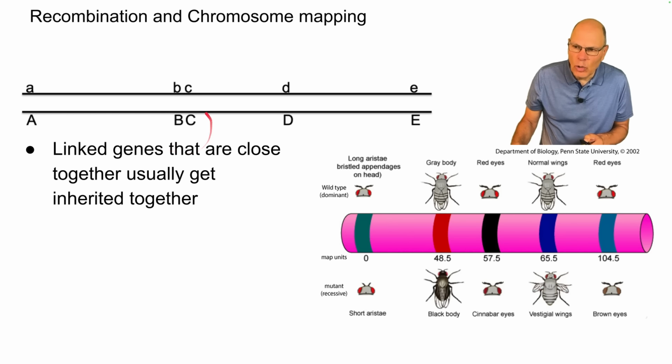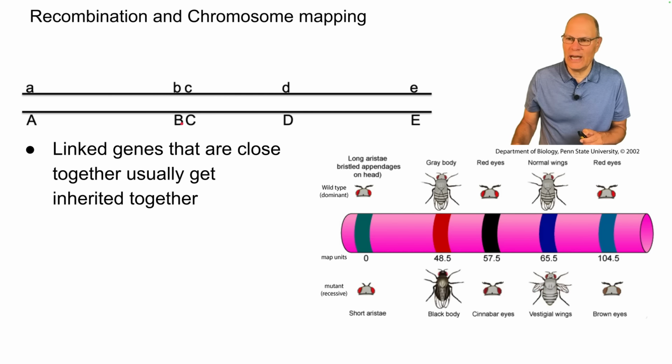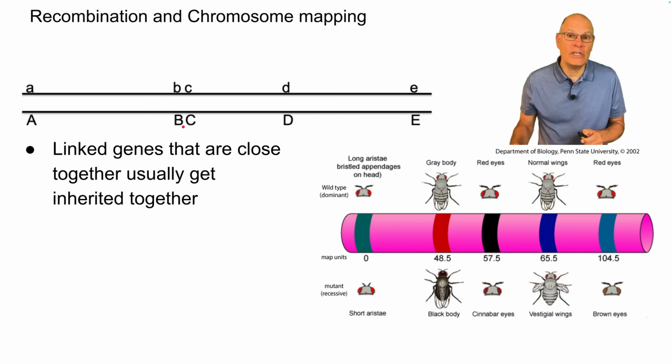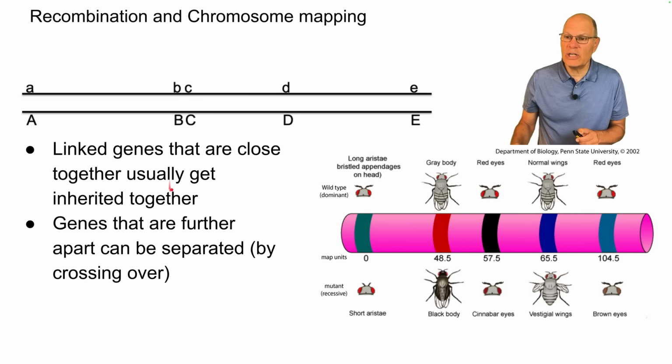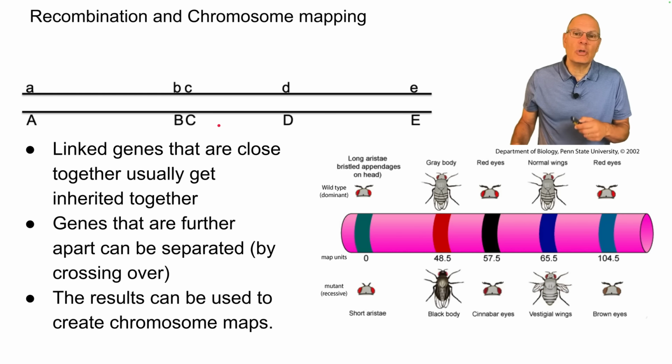Linked genes that are close together usually get inherited together. So B and C, very close together, unlikely that they'll be separated by crossing over, but genes that are further apart, like A and E, most likely will be separated by crossing over. As a result, you can look at the amount of recombination that happens in various crossing experiments, and you can use those recombination frequencies to generate chromosome maps like this one, which show the distance in terms of recombination between two alleles that are on the same chromosome.